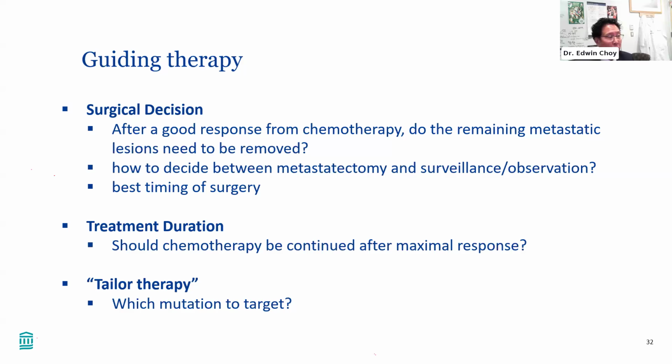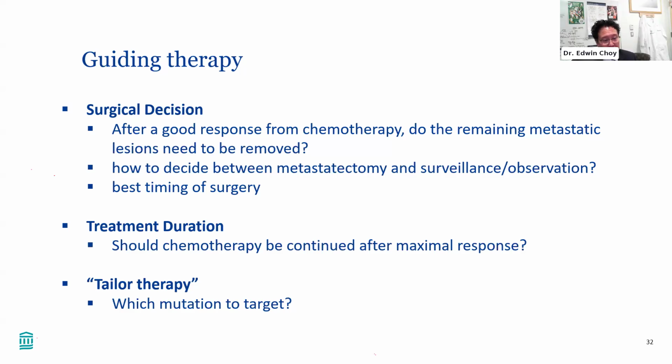At the end of a course of chemotherapy, if there are some lesions left behind, is it best to just keep an eye on those lesions and watch closely? Or do we want to do surgery to remove the metastasis? We call that metastatectomy. And then the timing of when to do this surgery: earlier, later, or never.